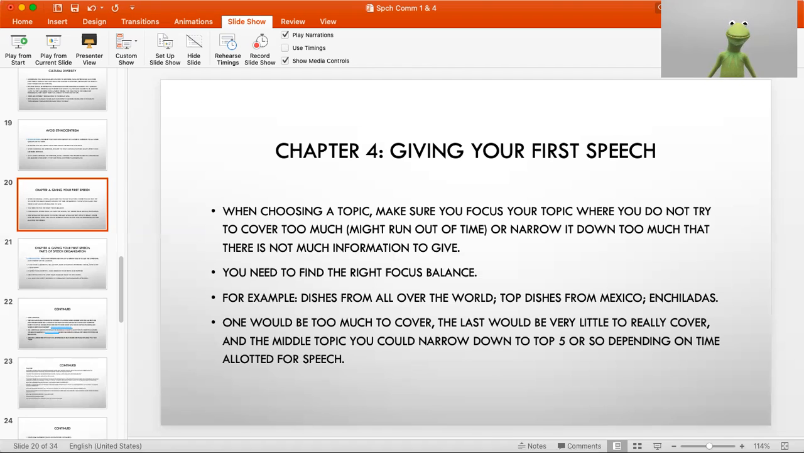So a good example would be if you're trying to decide on a topic and you're debating on dishes from all over the world, top dishes from Mexico, or enchiladas. The dishes from all over the world, that's just so broad that you might not have enough time to cover all of that. Enchiladas is so specific that you can cover it, but you might not have enough information to use up all your time. So a good happy medium would be top dishes from Mexico. It covers enough interesting information. It's not too much and not too little of information.